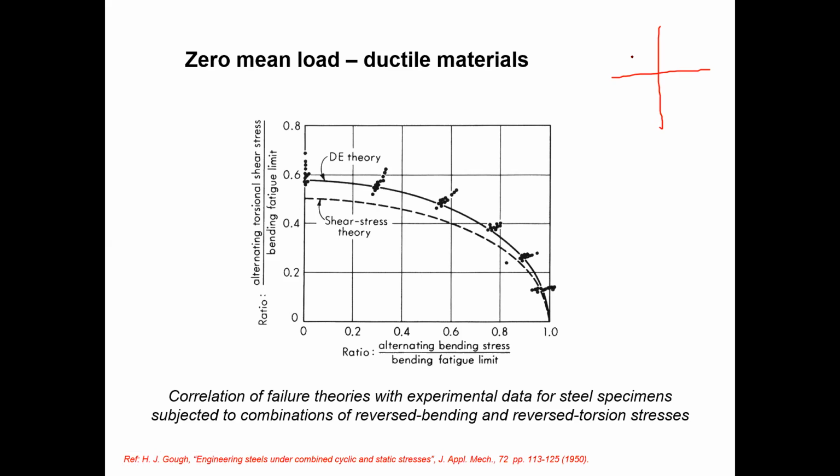there is a maximum principal stress theory like this, and then the strain energy theory, and then there is like this the strain theory, maximum strain energy theory, and maximum distortion energy theory, maximum principal strain energy theory, and maximum shear stress theory, like that. So this is the first quadrant. Okay, here you can see the x-axis is alternating bending stress divided by the bending fatigue limit. So don't worry about this.